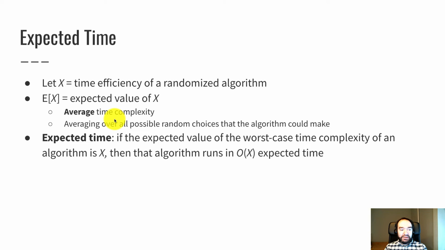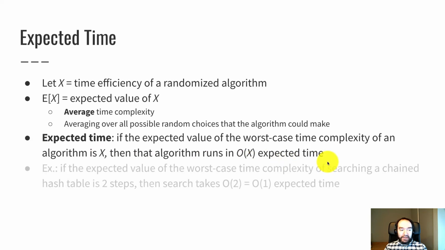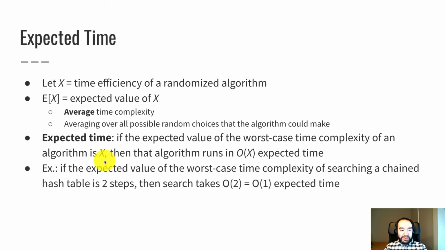Expected time is defined as follows. If the expected value of the worst case time complexity of an algorithm is x, then that algorithm runs in big O of x expected time. So for a concrete example, if the expected value of the worst case time complexity of searching a chained hash table is 2 steps, then search takes big O of 2 expected time, and we would rewrite that as big O of 1 expected time just to get the 2 out of there.